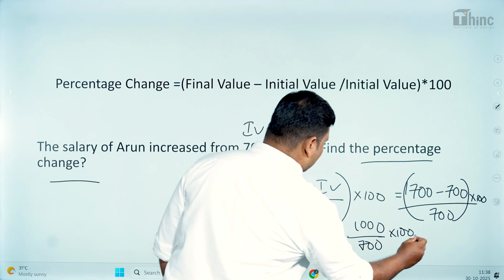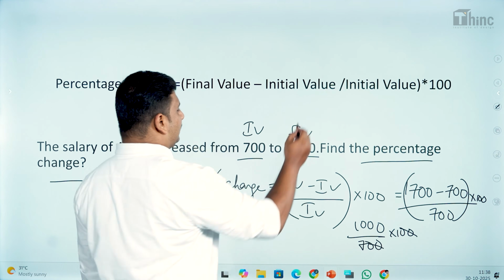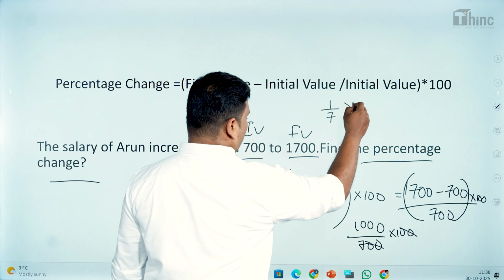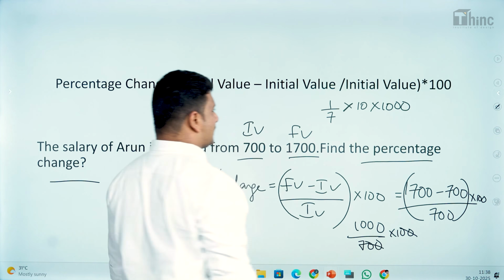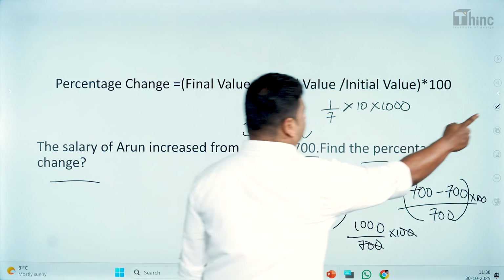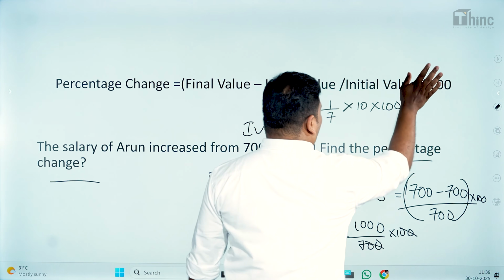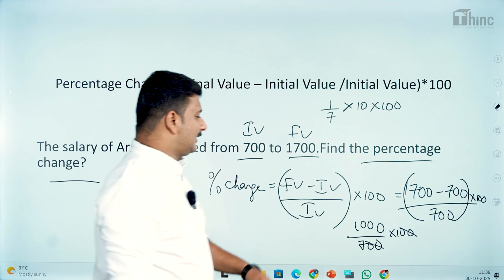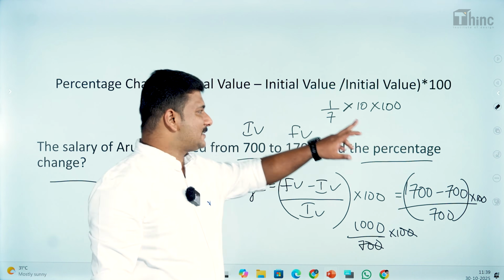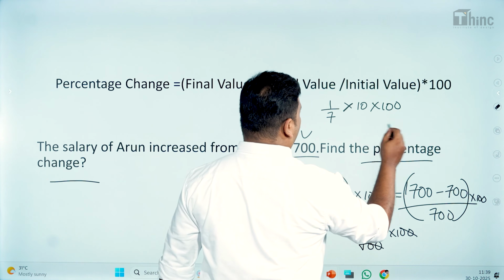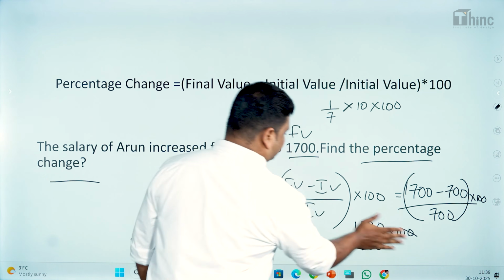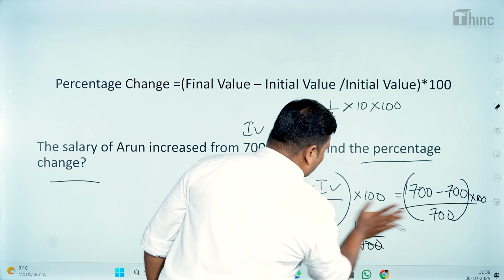So when you do this, we can cancel this off. So what we are getting is 1 by 7 into 10 into 100, right? We can write 1000 as 10 into 100. Now there is a reason why I am writing and splitting it like this. So 1 by 7 into 1000 is basically 1 by 7 into 10 into 100. Okay, so let me just write it on the top.